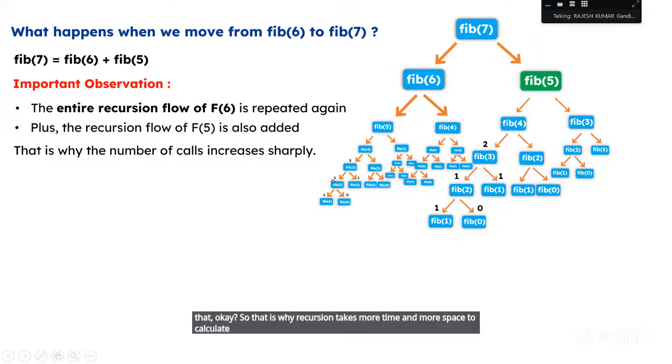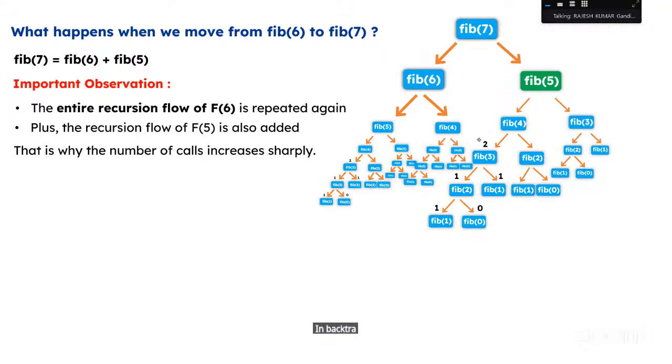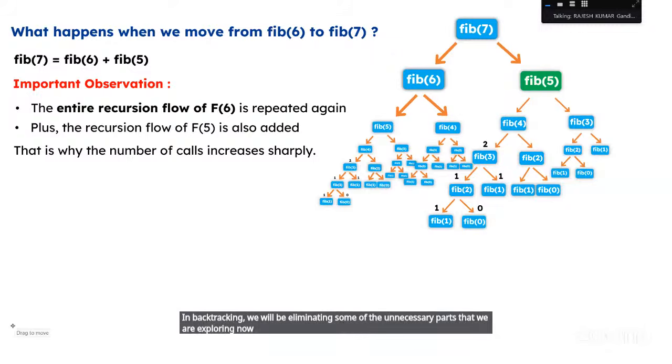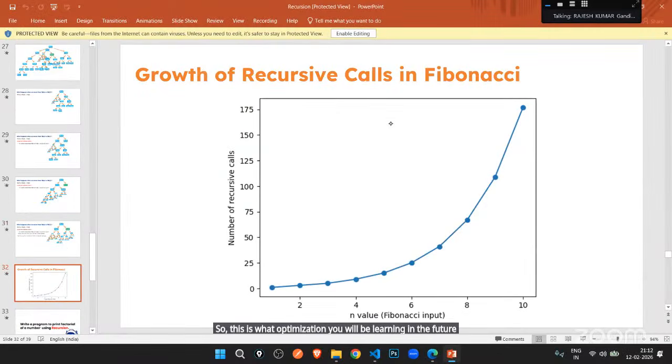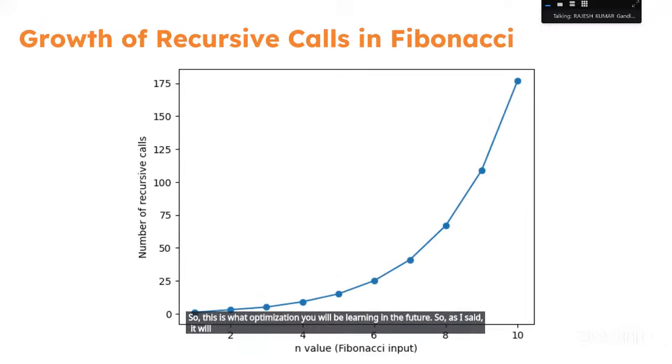And one more thing, in backtracking, we will be eliminating some of the unnecessary parts that we are exploring. In dynamic programming, you will be remembering the value that you have already calculated. That's what we call memoization. Okay. So this is the optimization you will be learning in the future. Okay. So as I said, it will move forward a little bit.